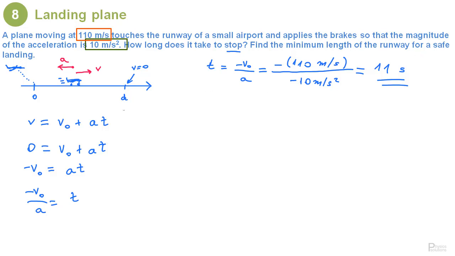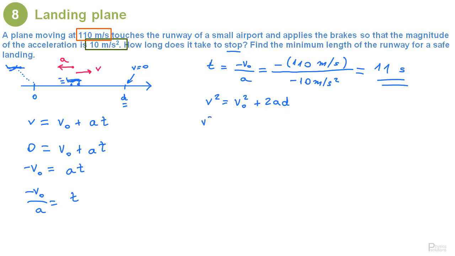For the second part, we're being asked for the minimum length of the runway for a safe landing. That means we want to find this distance d. That is what we are being asked in this part. So this formula here does not involve distance. The other two formulas involve distance. There are two ways we can do it. One way is to use the formula that only involves the velocity: v squared equals initial velocity squared plus 2 times a times the distance, which in this case I will just call d.